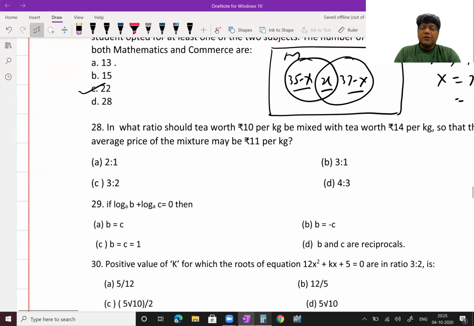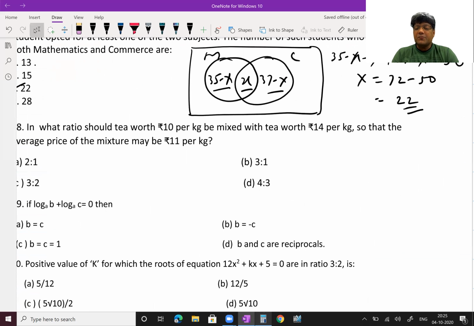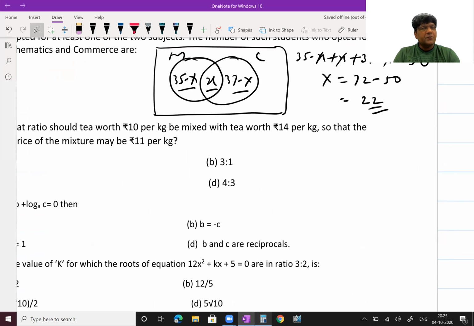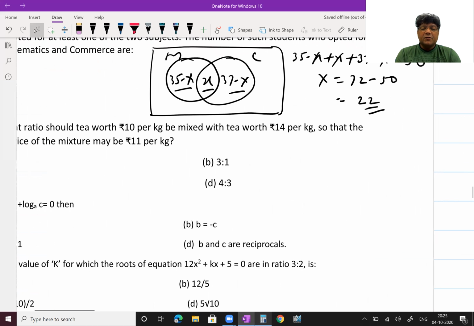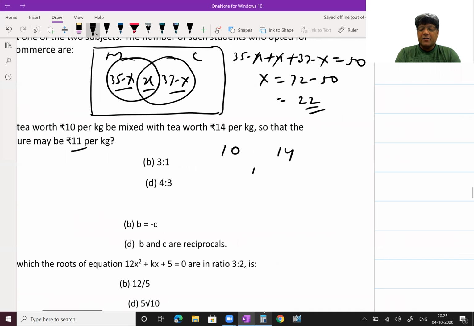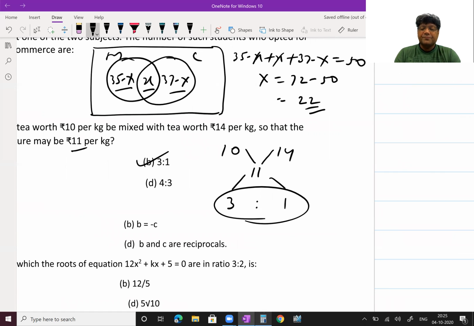In what ratio should tea worth rupees 10 per kg be mixed with tea worth rupees 14 per kg so that the average price of the mixture be 11 per kg? Guys, you can do it by option hitting. You can do it by your original formula, but I have taught you a shortcut. In 1 second, you will get the answer. How, sir? Remember. See, look. Your one price is what? 10. Another price, how much? 14. And your mixture price is what? 11. Write down here. Immediately your answer is this minus this here, how much? 3. This minus this here, how much? 1. 3 is to 1 is your answer, guys. Where? Option B.